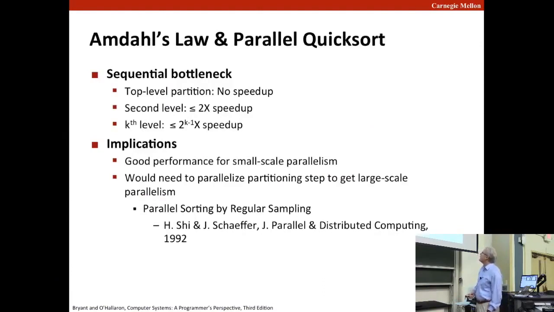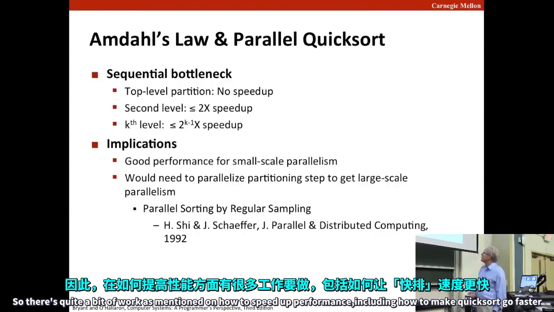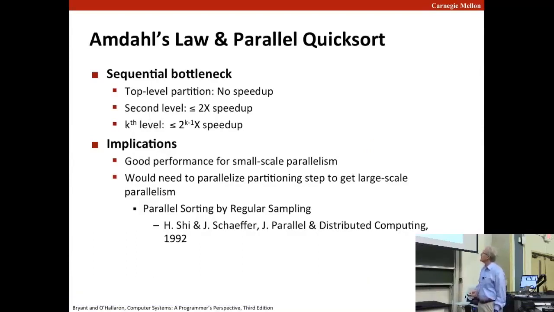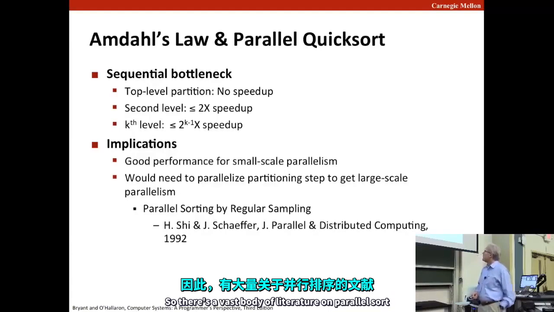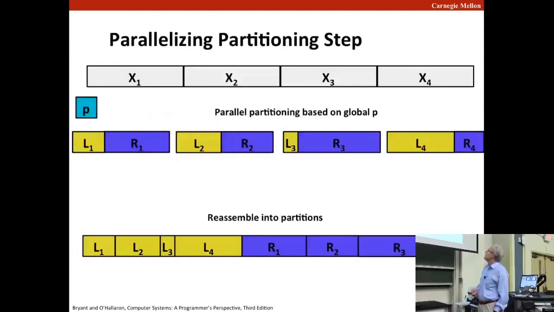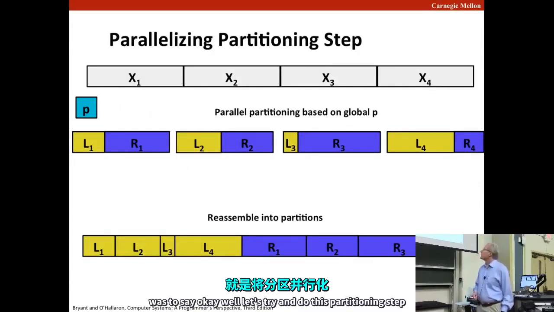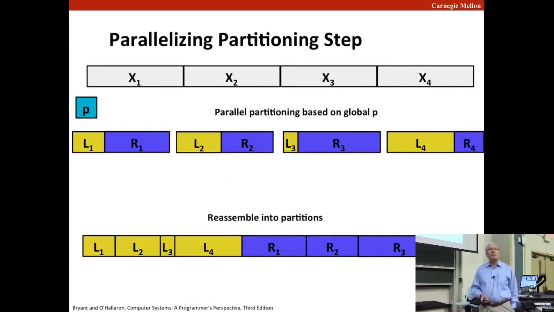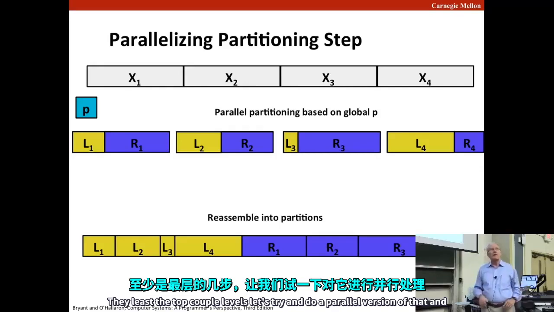So there's quite a bit of work, as I mentioned, on how to speed up performance, including how to make quicksort go faster. So there's a vast body of literature on parallel sorting. So one thing I tried was to say, okay, well, let's try and do this partitioning step, at least the top couple levels. Let's try and do a parallel version of that.